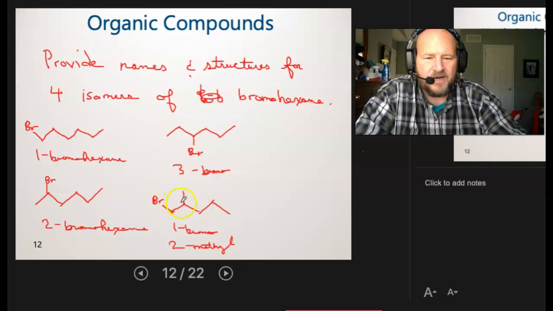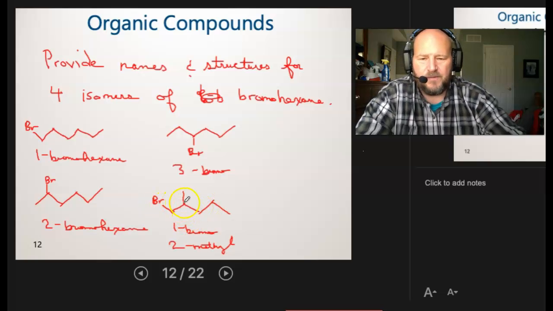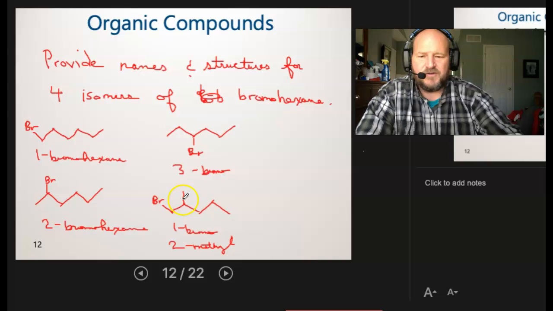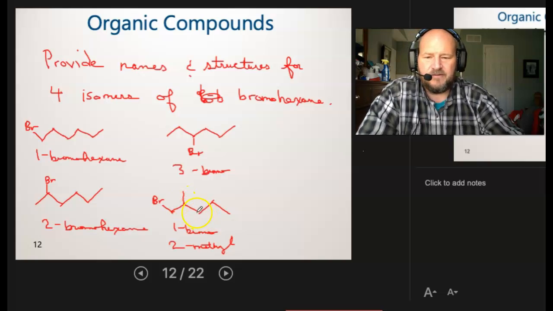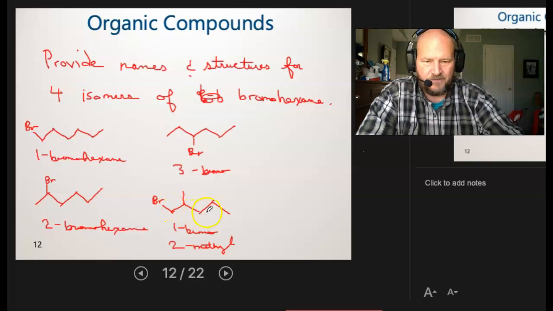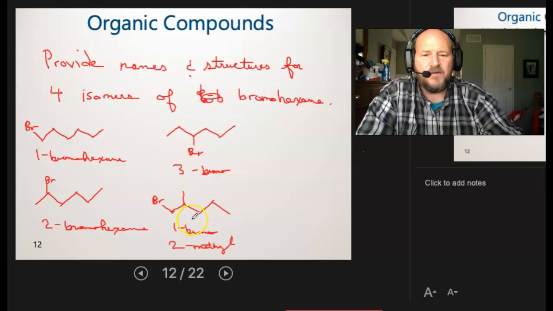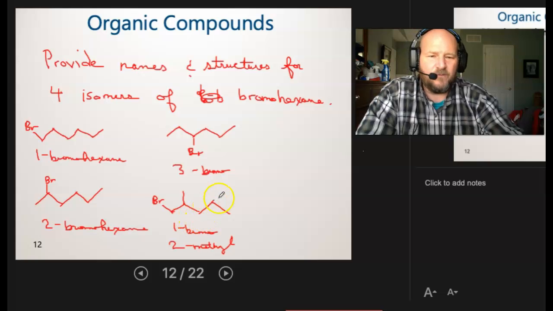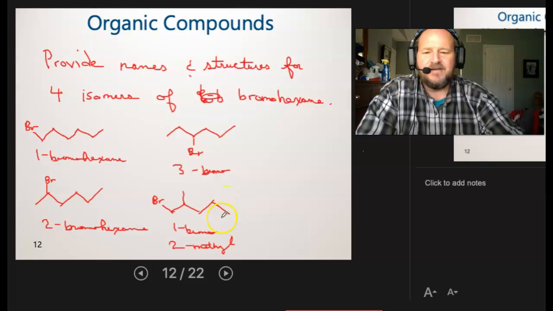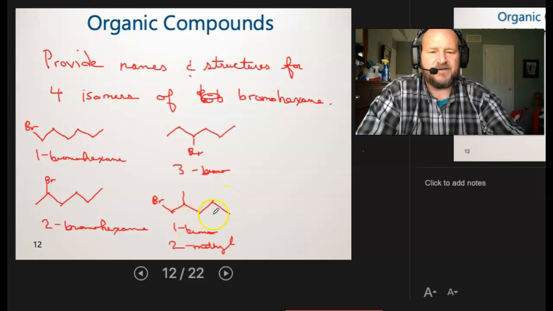Then I can move the bromine over. So then I've got 2-bromo-2-methyl, 2-bromo-3-methyl, 2-bromo-4-methyl. Then I can move the bromine over one more and get 3-bromo-2-methyl, 3-bromo-3-methyl, 3-bromo-4-methyl. Nope, can't get that one. That becomes 2 again, right? So you've got to be careful with that. Just watch out for your symmetry. Make sure you're counting from both sides.